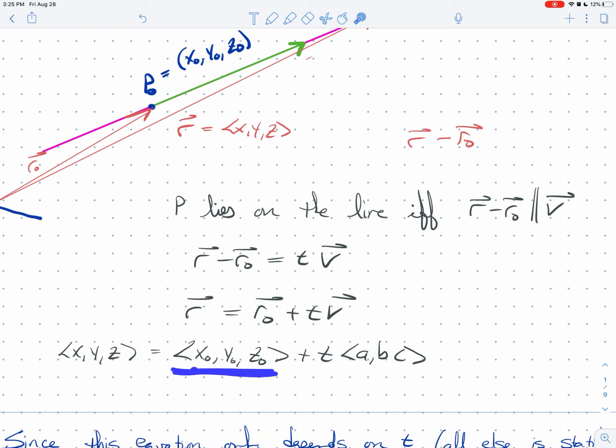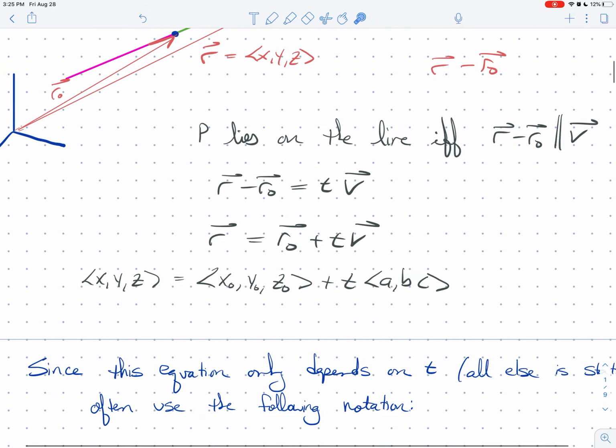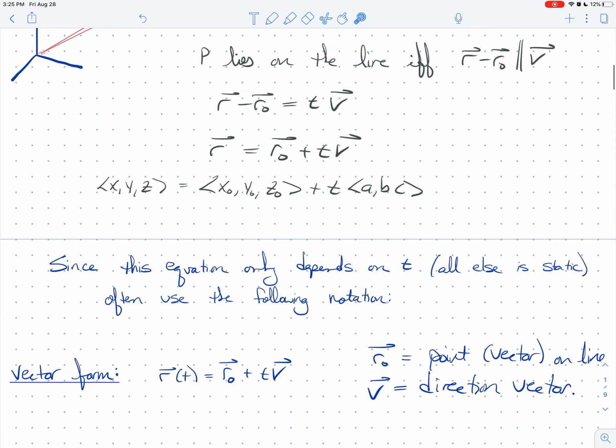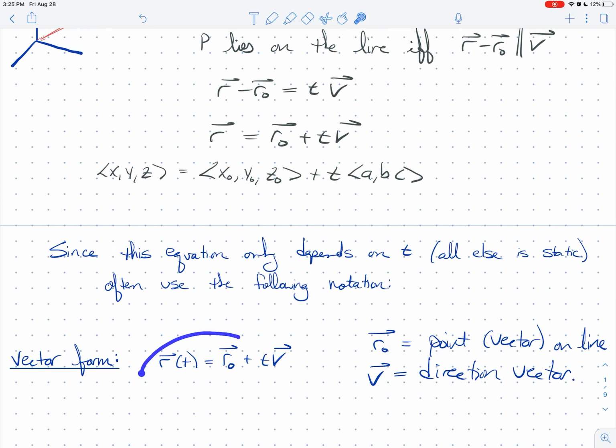This is fixed. This is a fixed point. This is fixed. It's a fixed vector. And so as you change t, you change the output over here. It all comes down to t. So I've written that out for us. Since this equation only depends on t, everything else is stable, then we use the following notation. And so here it is.